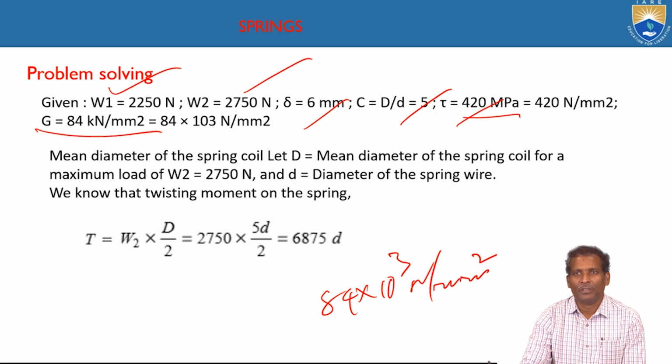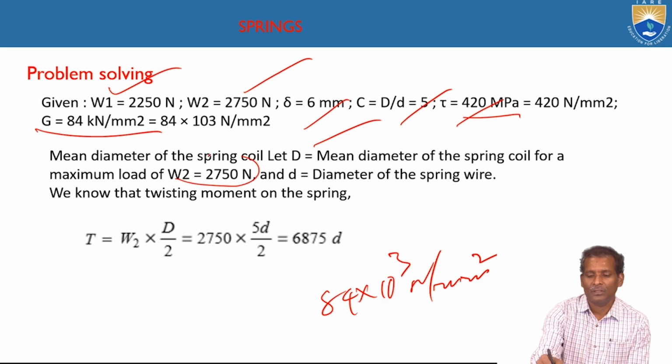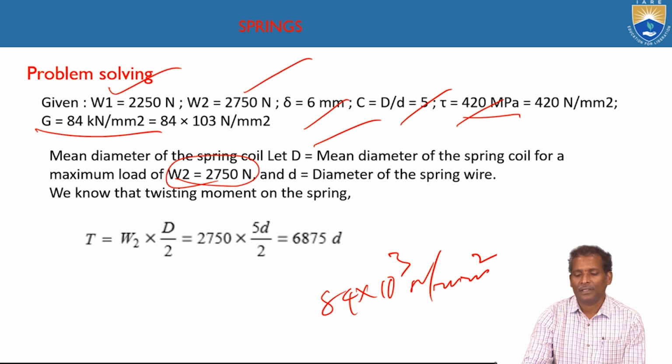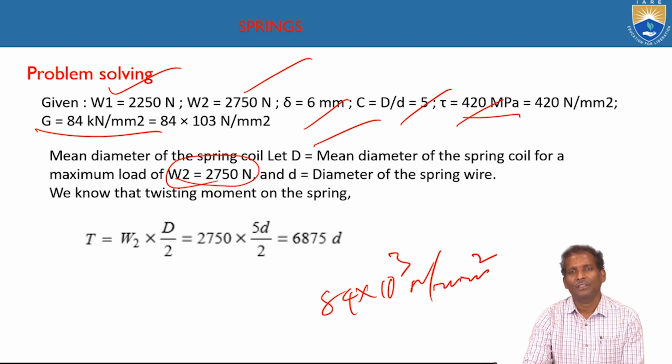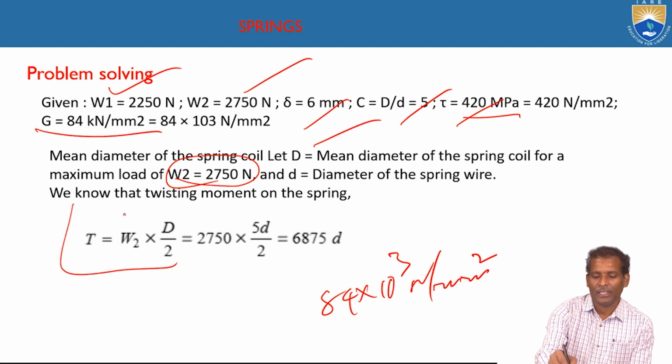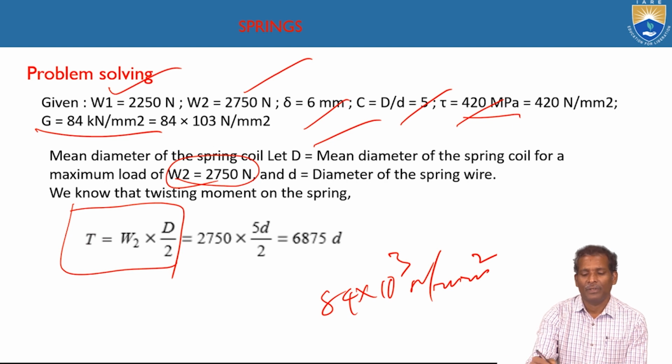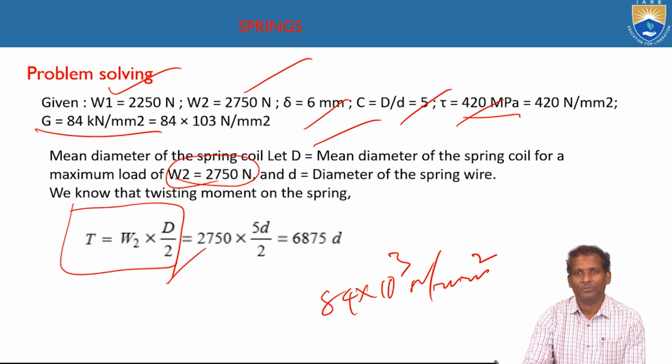The mean diameter of the coil, let us assume capital D, for the maximum load of 2750 newtons. Take the maximum load. And d is the diameter of the spring wire. Now calculate the twisting moment on the spring. How do you calculate the twisting moment? Force multiplied with distance. With what distance is the load acting? Multiply, and you will get the twisting moment. So the load is 2750 multiplied with the radius, that is D by 2.